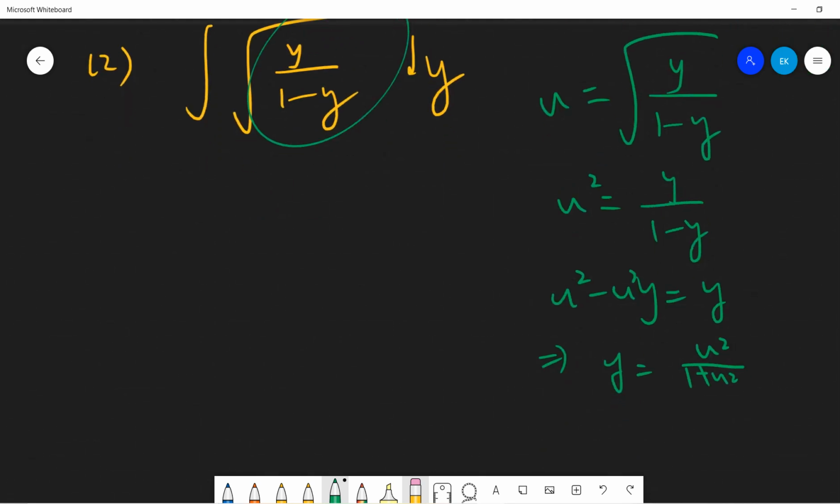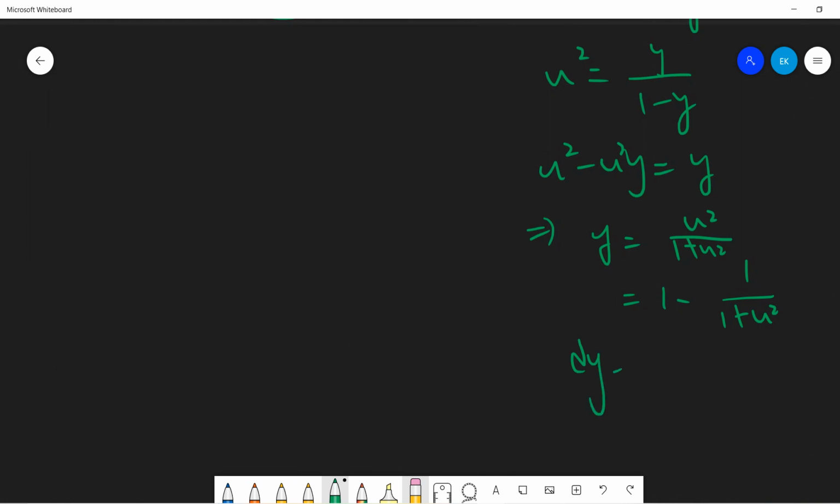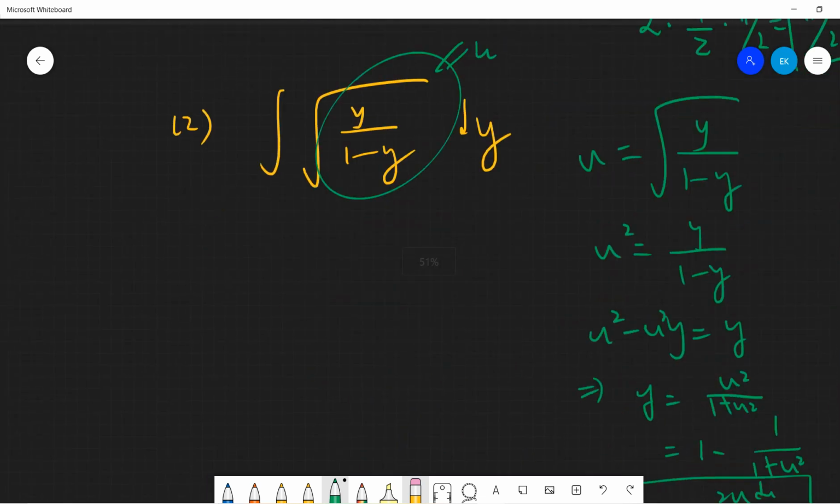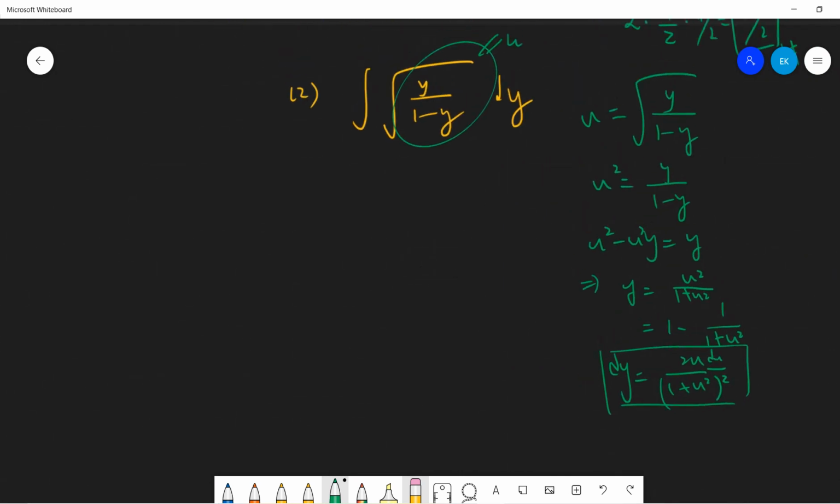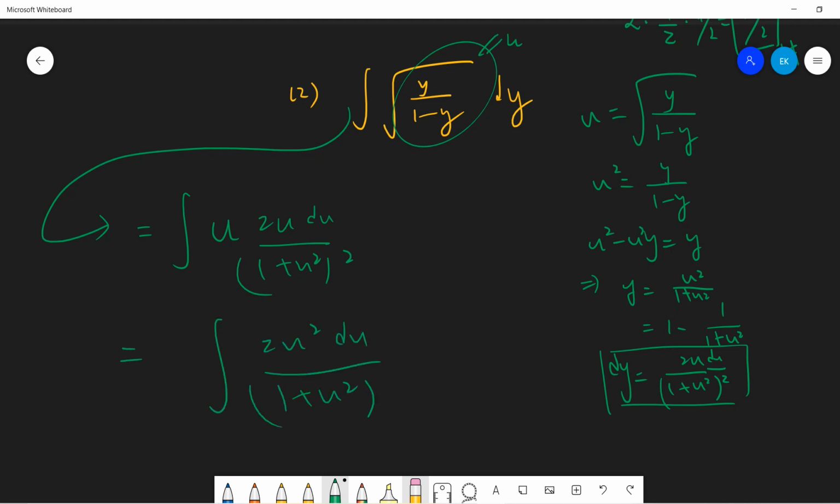So I can write 1 minus u squared over 1 plus u squared, 1. So dy will be 2u du over 1 plus u squared, squared. Very happily we can keep solving. So this becomes u times dy, so it's 2u du over 1 plus u squared squared. So 2u squared du over 1 plus u squared squared.